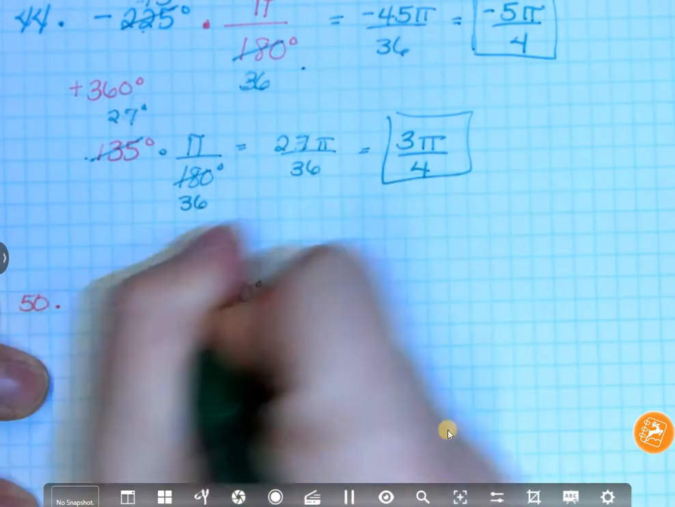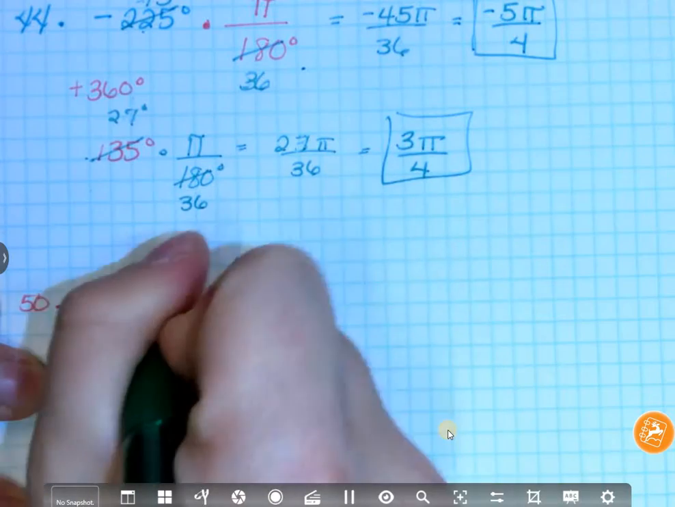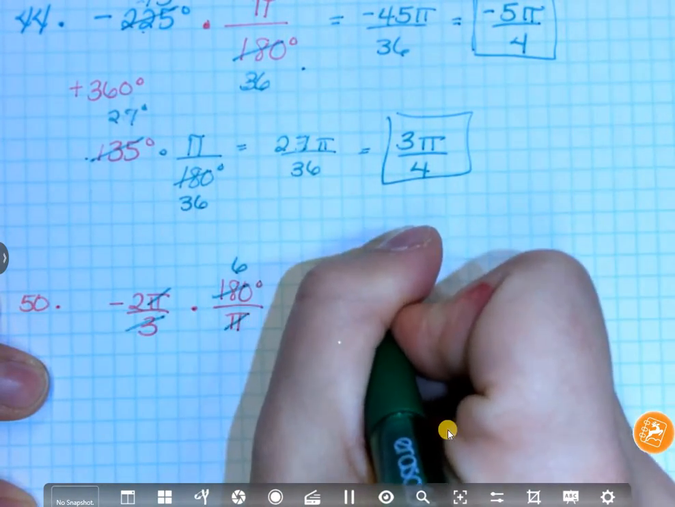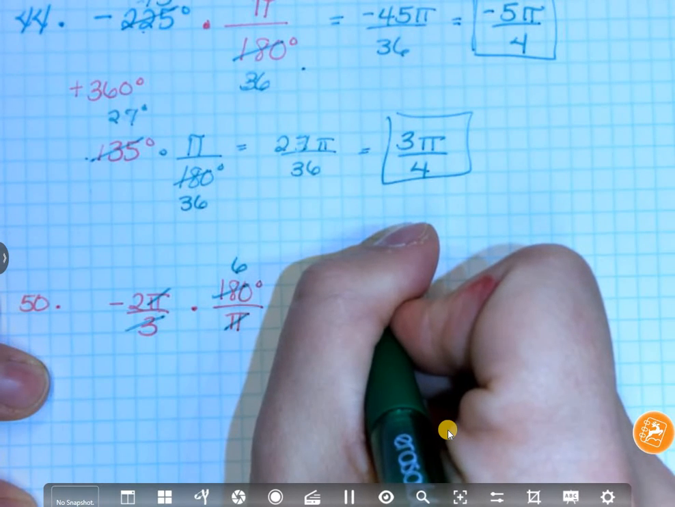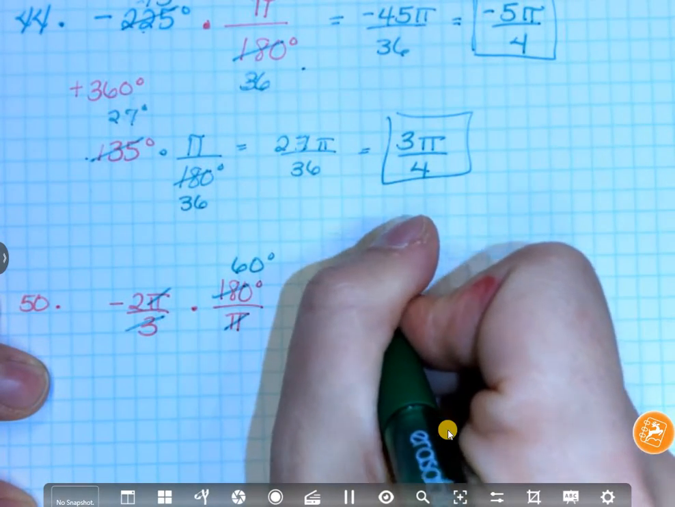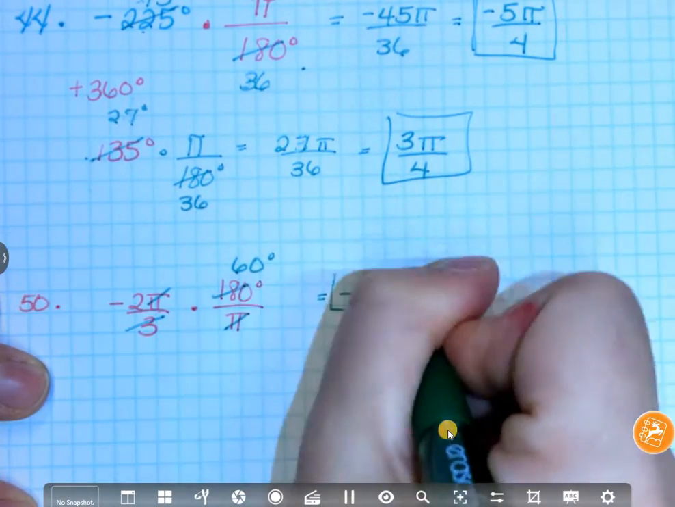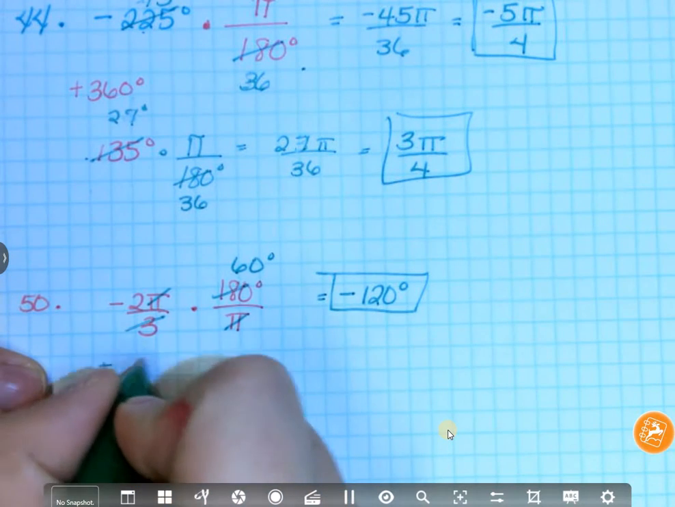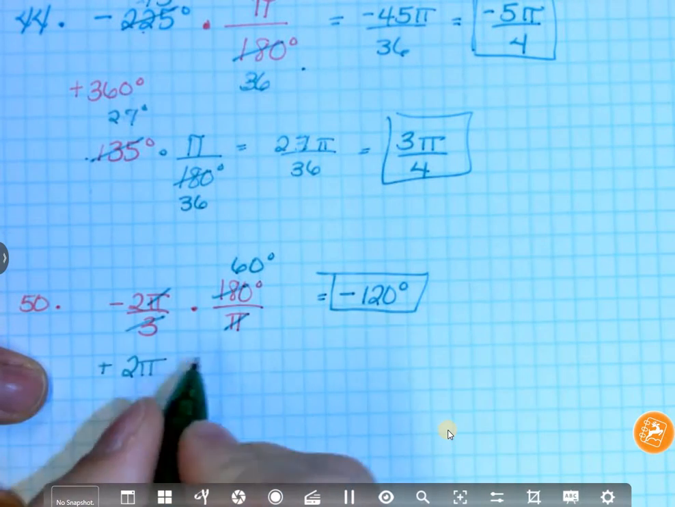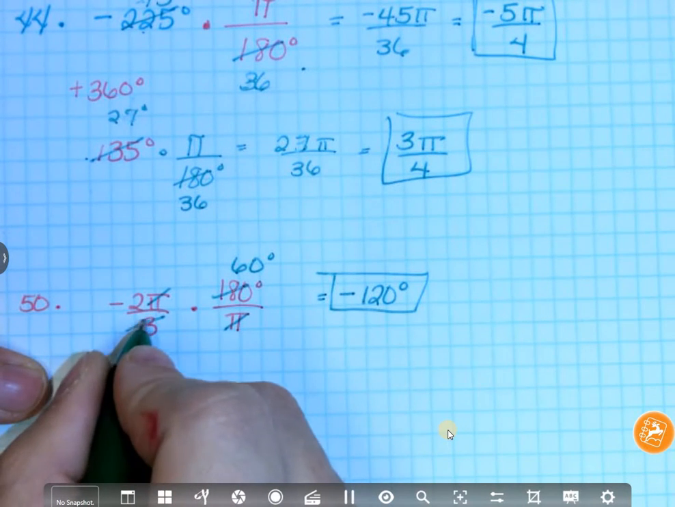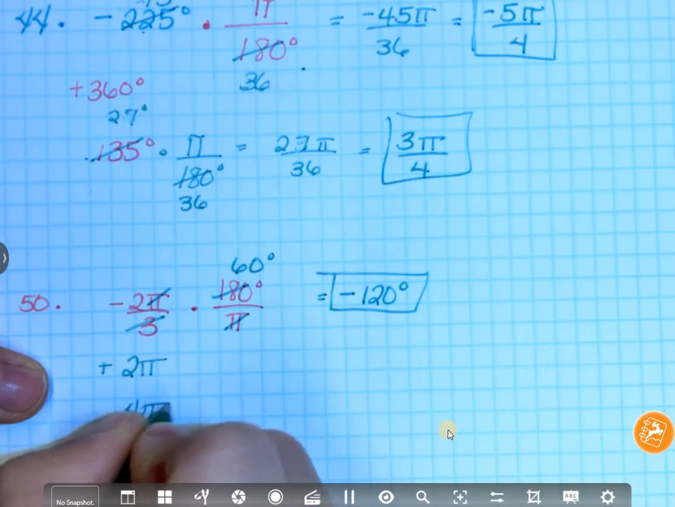3 goes into 180 how many times? 60. I'm sorry, that's 60, not 6. Negative 2 times 60? Negative 120. Done. That's it. The rules don't change because there's a negative involved. But again, you don't like the negative? Add 2 pi. Add a full circle. So that's 6 minus 2 is 4 pi over 3.